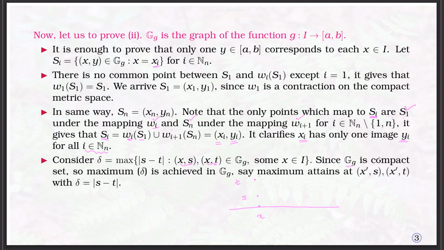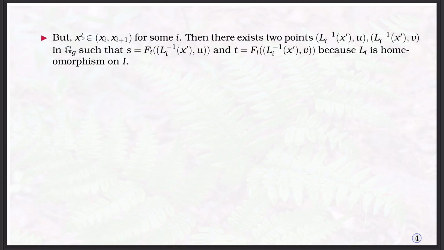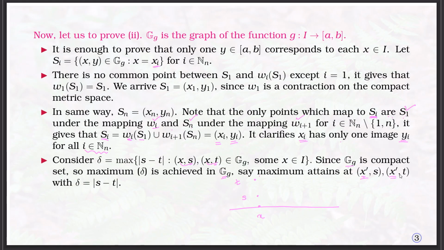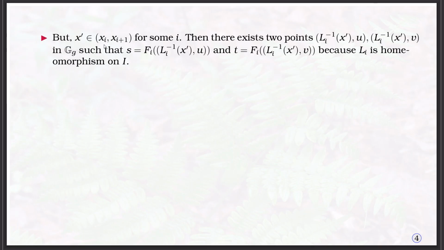Since G is a compact set, the maximum delta is achieved in G, because it is compact, a bounded set; therefore, the maximum will be attained. Say the maximum is attained at x dash, with images s and t, with delta equal to the difference between s and t. But this x dash belongs to the interval between x_i and x_(i+1) for some i.